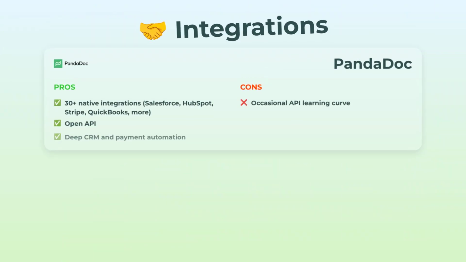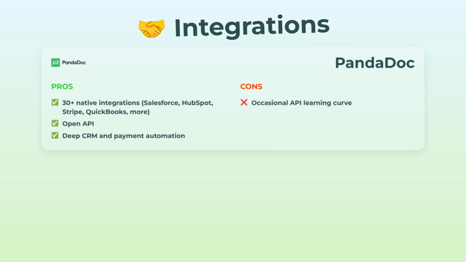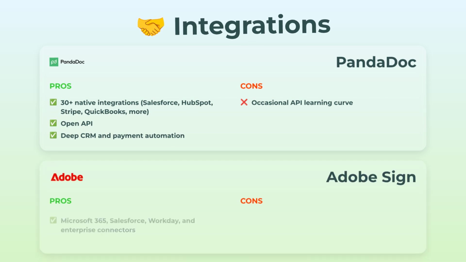Alright, integration time. So PandaDoc, man, does it play well with others. There are 30+ native integrations, things like Salesforce, HubSpot, Stripe, QuickBooks, plus an open API if you want to get wild. Their CRM and payment workflow stuff is actually pretty deep, so if you're plugging this into your existing apps, it's super smooth, minus like the occasional API learning curve.